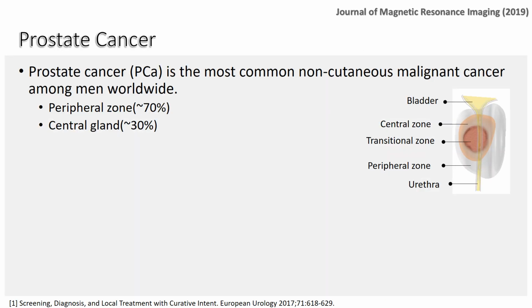The prostate gland is a male reproductive organ that is about the size of a walnut, found at the base of the bladder. The prostate gland has been divided into three zones: central zone, transitional zone, and peripheral zone. The central zone and transitional zone have been grouped under the term central gland. Almost 70% of prostate cancer arises in the peripheral zone and 30% in the central gland.